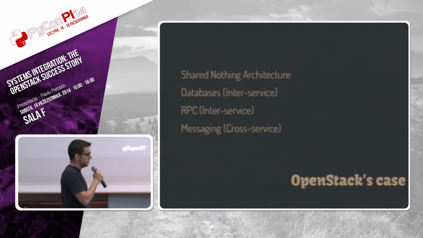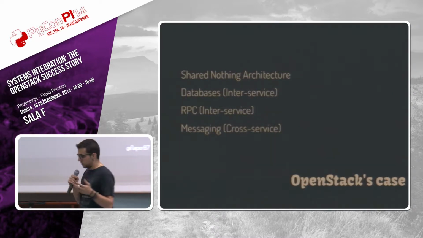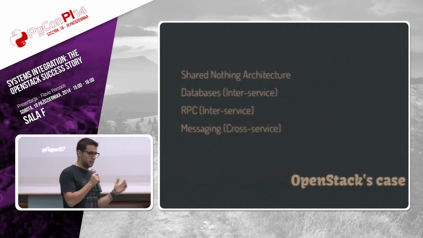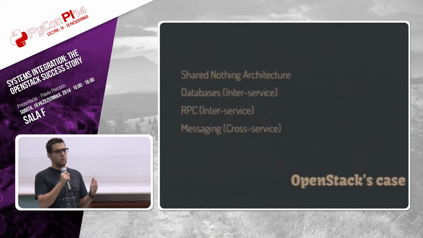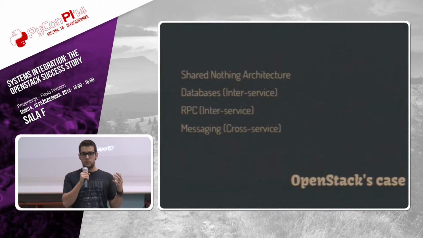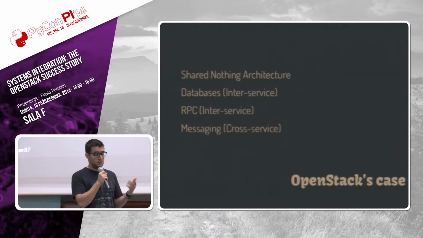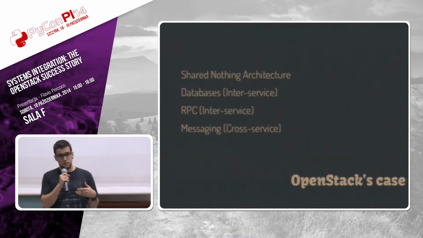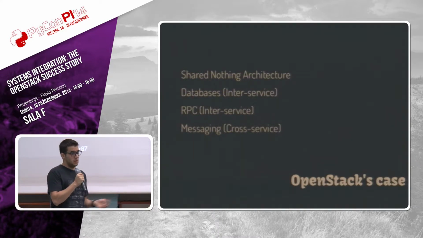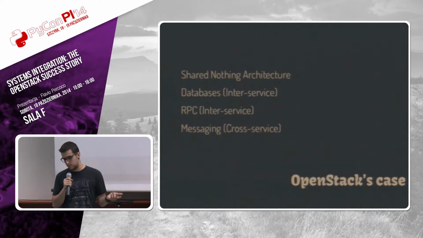So, the OpenStack case, now that I've walked you through those methods. OpenStack is based on a shared-nothing architecture, which basically means that each service in OpenStack runs in the most isolated way possible. They don't share any resources, they don't share memory, they don't share processors or anything. They may run on the same server, although it's not recommended for all the nodes or services that need to be executed. But they're completely isolated, as much as possible.